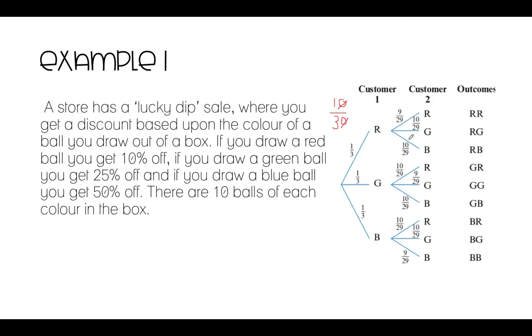And if we were to fill that all out, we can see that here we had a green ball drawn. So the red balls would still have 10, the green would have 9, and the blue would have 10 still. And in this case, we've drawn a blue, so red would have 10, green would have 10, and blue would have 9. But in each of these second cases, we've dropped the total number of balls available down to 29.